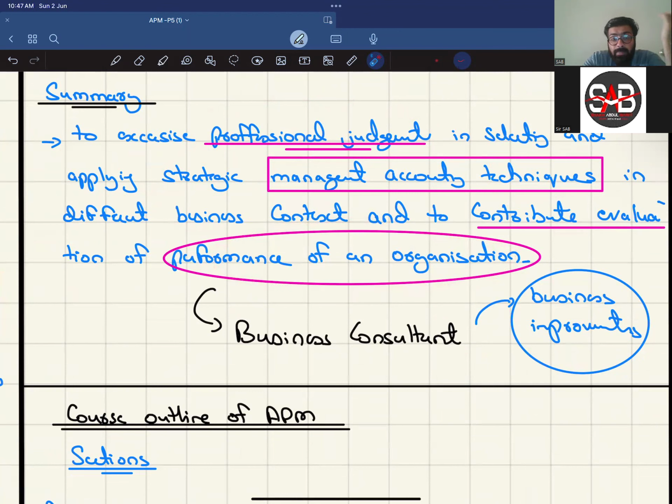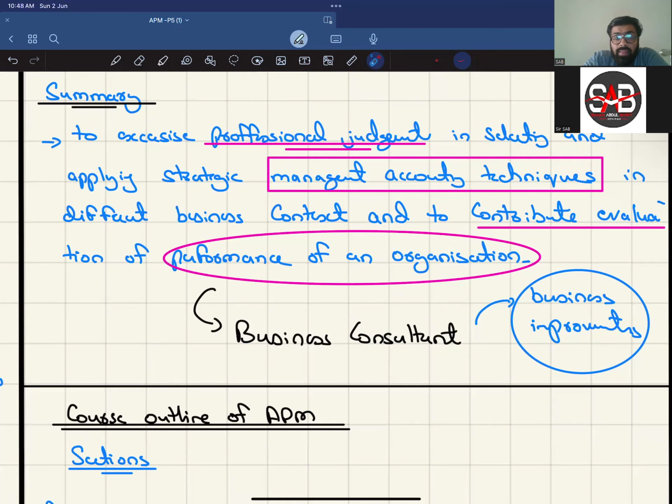Now, see, in APM, you have to exercise professional judgment, and you have to suggest which accounting techniques to be included here, or to be used here. Now, would you believe I worked in a corporate where we had to suggest the accounting techniques, which costing techniques should be followed, and that too should be followed with great sustainability and over a long time period. You cannot change the accounting techniques here and there.